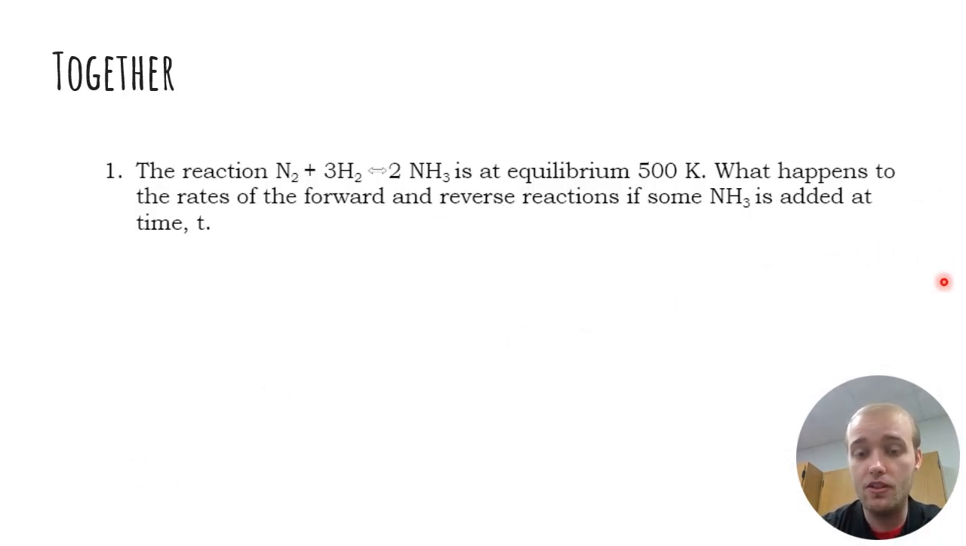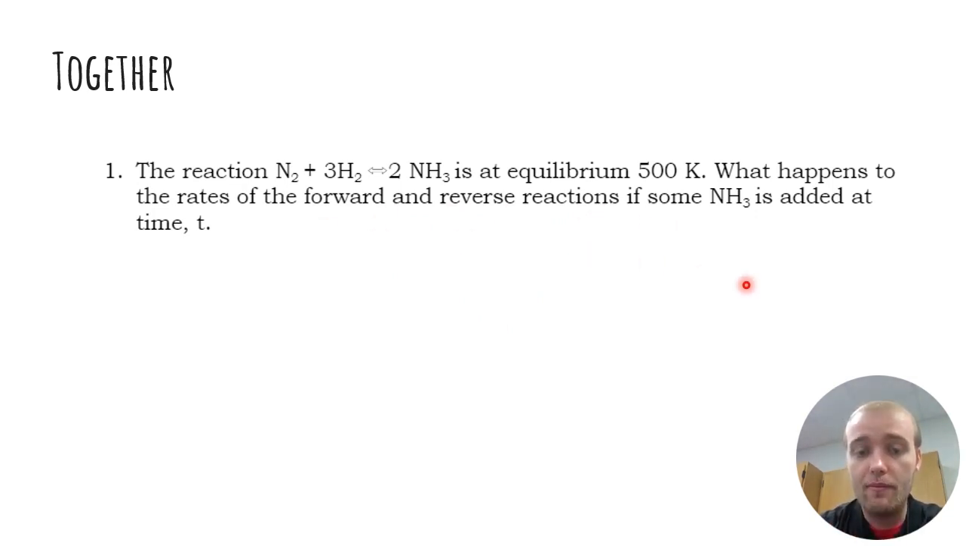So I just want to do this quick thought experiment right here, this quick problem together, and then I'll be done with the lecture. So this question says the reaction N2 plus 3H2 in equilibrium goes to 2NH3, is at equilibrium at 500 Kelvin. Now I know that doesn't look like an equilibrium arrow, but you know the limitations of PowerPoint. What happens to the rates of the forward and reverse reactions if some NH3 is added at time t?